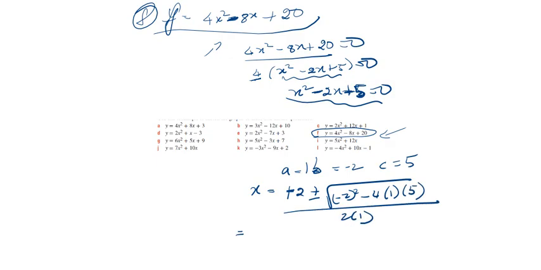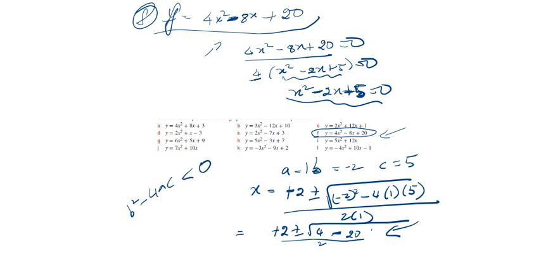So from there you will get 2 plus or minus root of 2 squared is 4, minus 4 times 5 is 20, by 2. Now if you look at this, your b squared minus 4ac is negative. So it's less than 0. That means my graph is floating up. So I will not have x-intercepts, but I will have a y-intercept and a turning point. So for those kinds of graphs, you will have to state that it does not have an x-intercept because your b squared minus 4ac is less than 0.